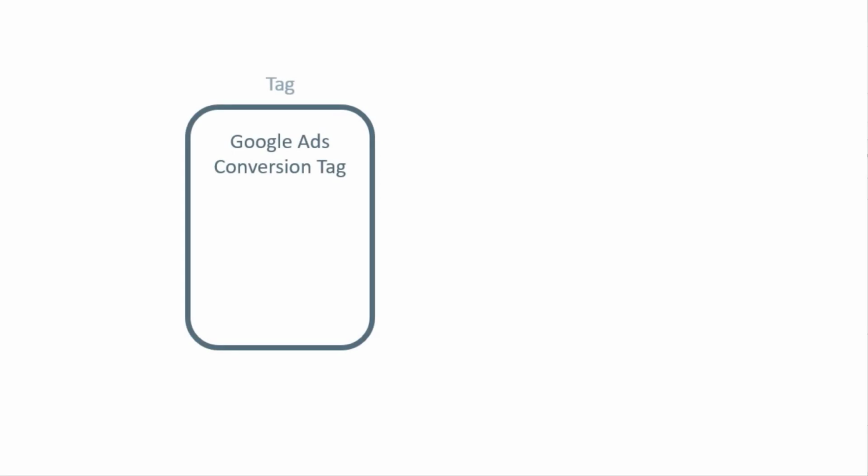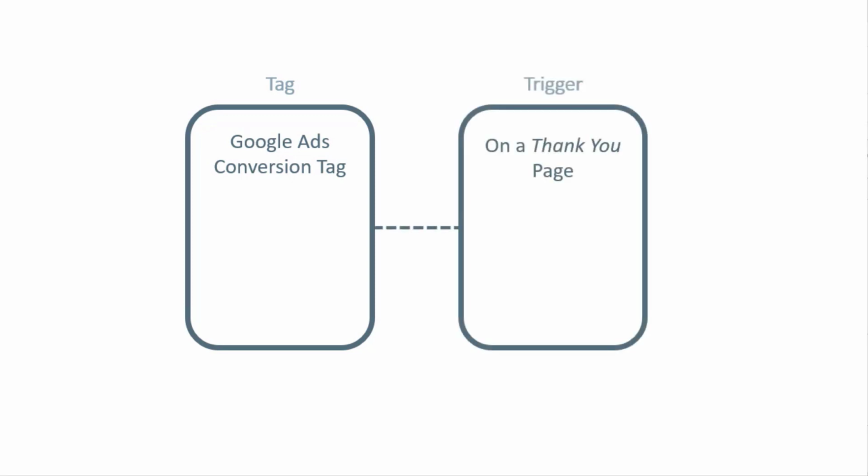In this case, it's Google Ads conversion tag. So what do we want to do? We want to send conversion data to Google Ads. Then the question is, when do we want that to happen? And that's where triggers come in. And our condition could be, well, we want to fire our Google Ads conversion tag on a thank you page.